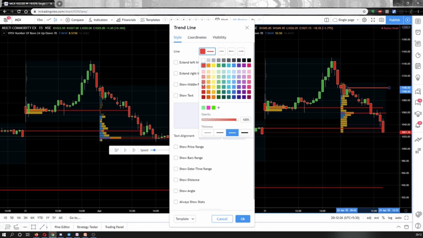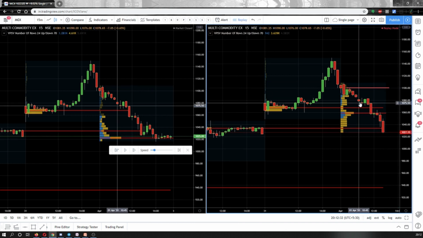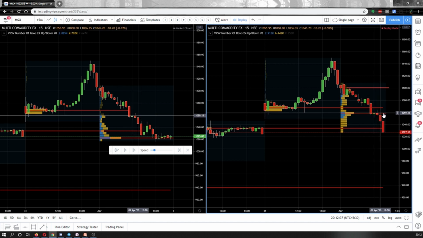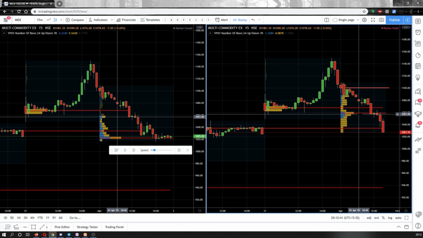Okay, let me keep it light red so that we can differentiate. Previously the POC line was somewhere here. Now the POC line has moved here. Because what POC actually does is it tells you where exactly the maximum volume was traded.